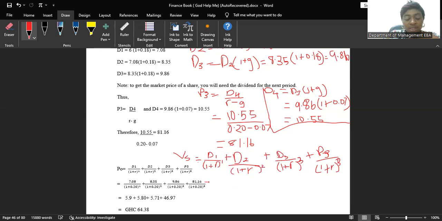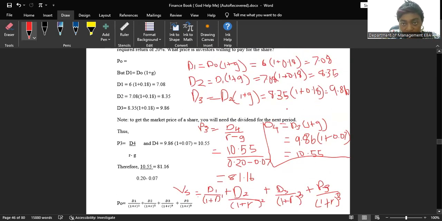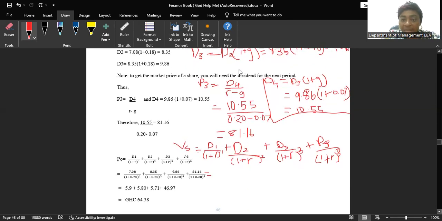Okay, so let's insert the information. You see D1, D2, D3, and we have the price here, 81.1. Please note D4 is not part of this. D4 is only relevant for us to get the price for the final period of supernormal growth.